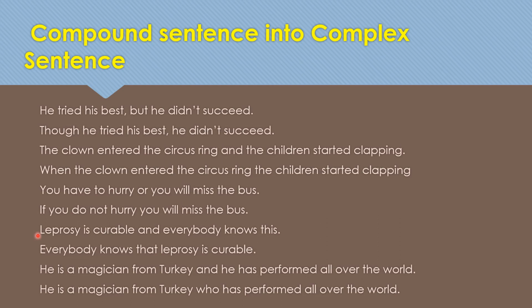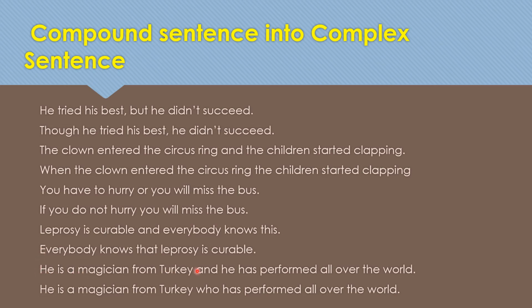Next, leprosy is curable and everybody knows this. So leprosy is curable, main clause. Everybody knows this, another main clause joined by and. This is a compound sentence. We have to make it into a complex sentence. So it is written as, everybody knows that leprosy is curable. So everybody knows, we have retained it, and we have used that, the subordinating conjunction, that leprosy is curable. So this becomes the subordinate clause. Therefore, this sentence is a complex sentence.